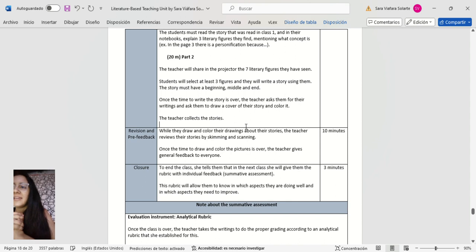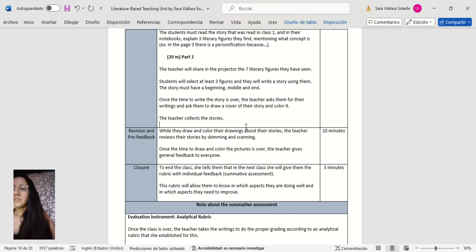In this, the teacher will share on the projector the seven literary figures they have seen, and the students will select at least 3 figures and write a story using them. I mean, this is like the same story of the last class that was in groups, but this time it is individually. They will select at least 3 figures and write a story using them. The story must have a beginning, middle, and end.